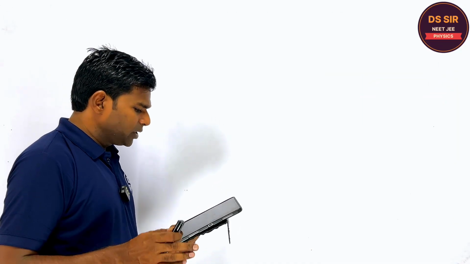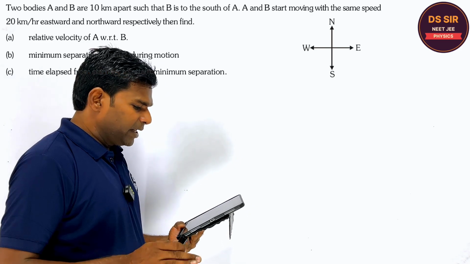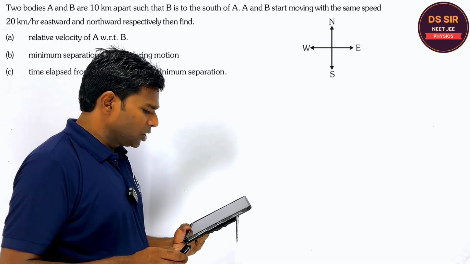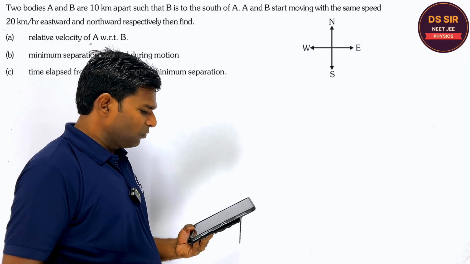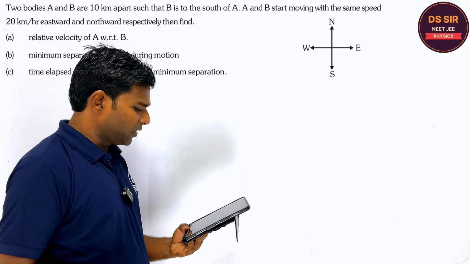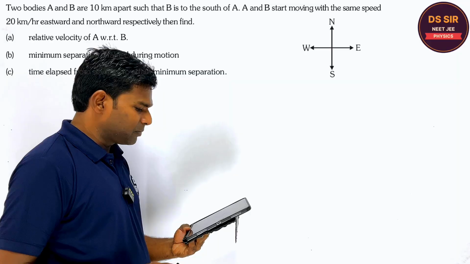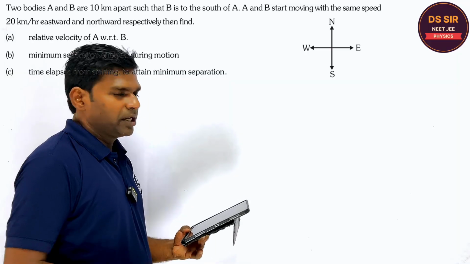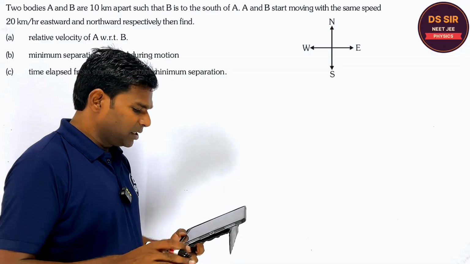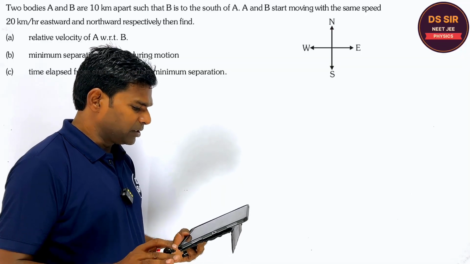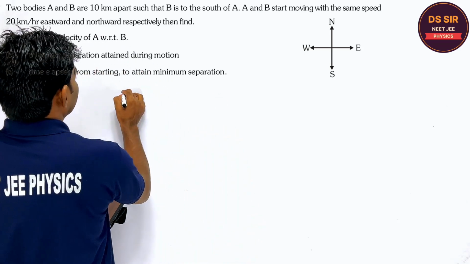Next example: two bodies A and B are 10 km apart such that B is to the south of A, and A and B start moving with the same speed 20 km per hour eastward and northward respectively. Then you have to find first the A part, velocity of A with respect to B, minimum separation attained during the motion, and time elapsed from starting to attain the minimum separation. This is a very common question and it is asked many times in the NEET and JEE, right? So we will solve this question in a very simple way and you can understand this.